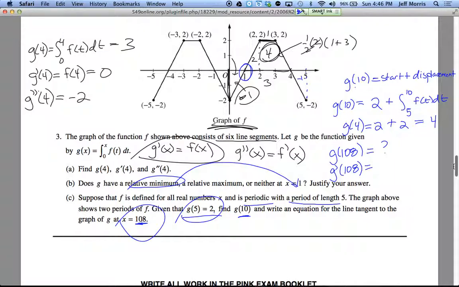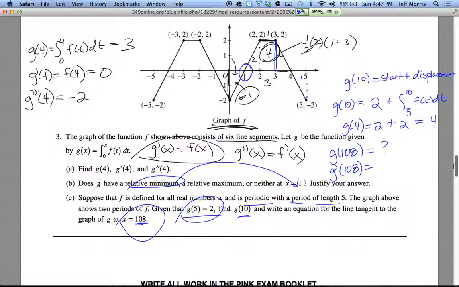21 times with a remainder of what? 3. So you're going to repeat this thing 21 times. 1, 2, 3, 4, 5, 6. Every time you're going to gather 2. So 21 times 2 is what? 42. So we're up to 42. Now we got to add on up to 3, whatever that displacement is.